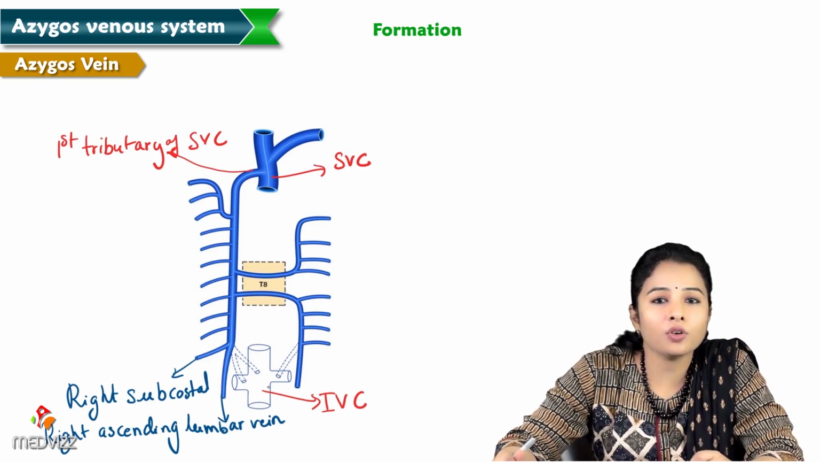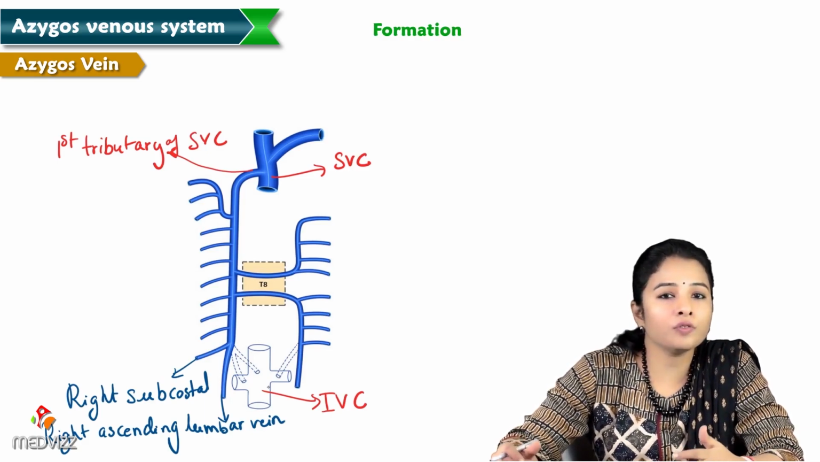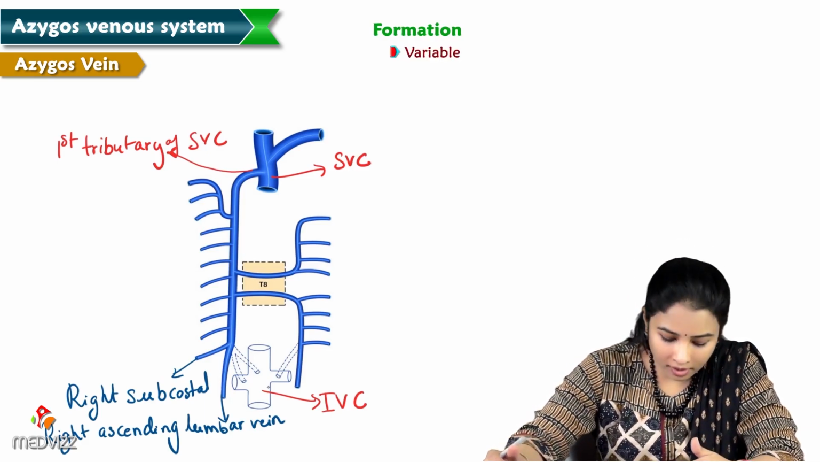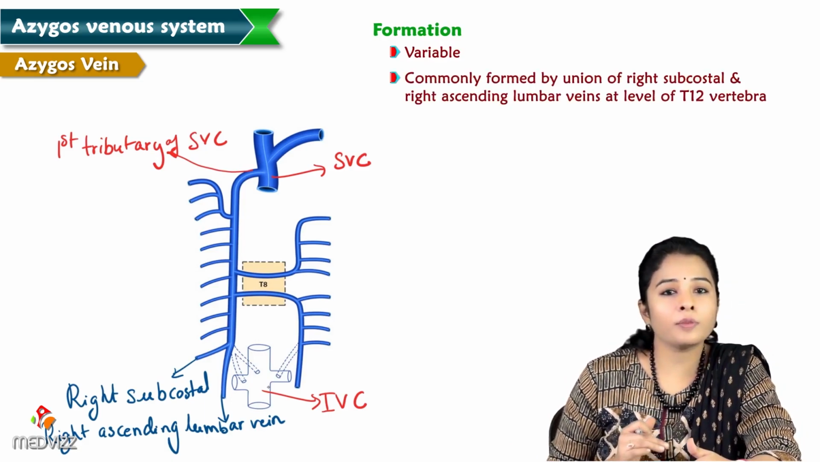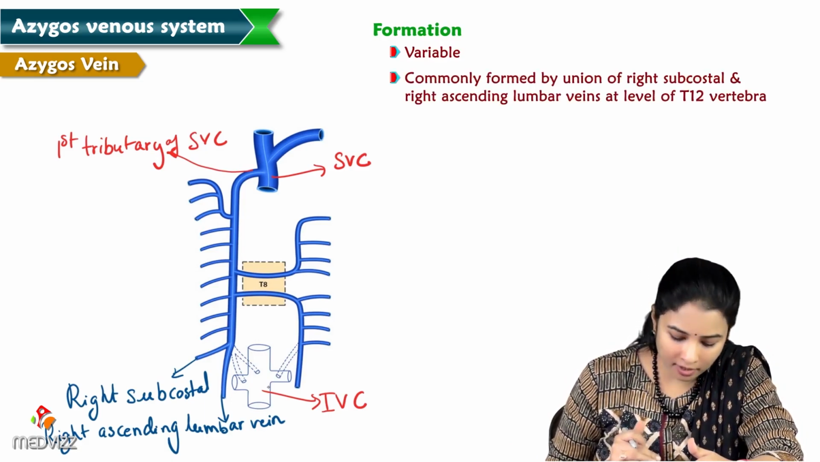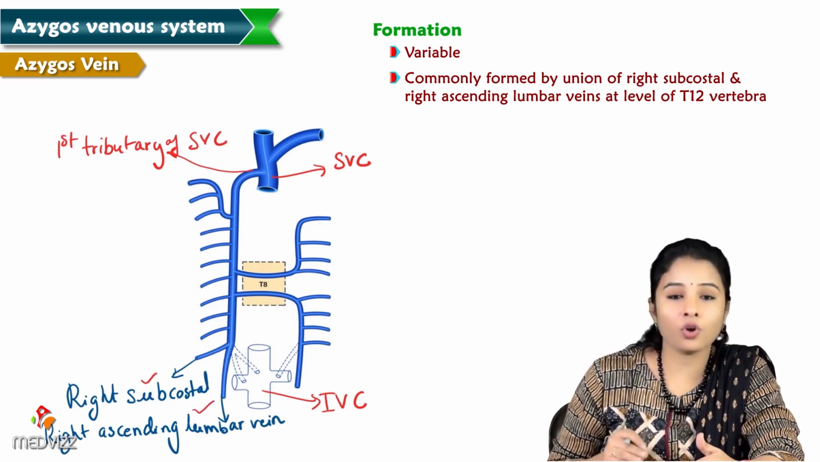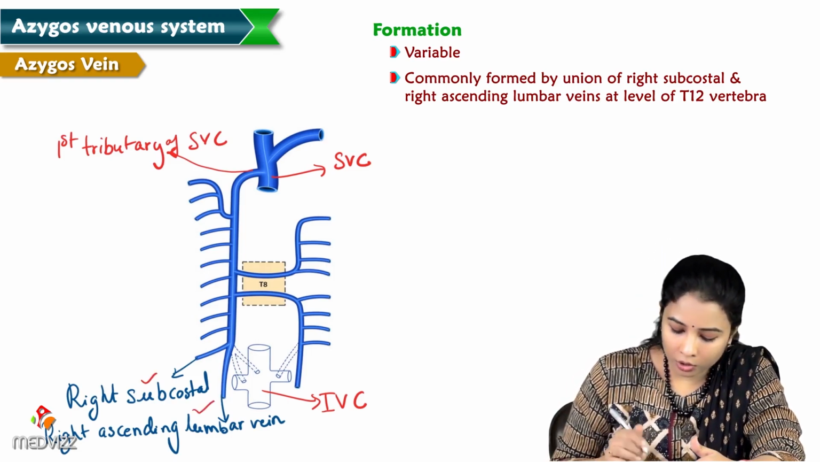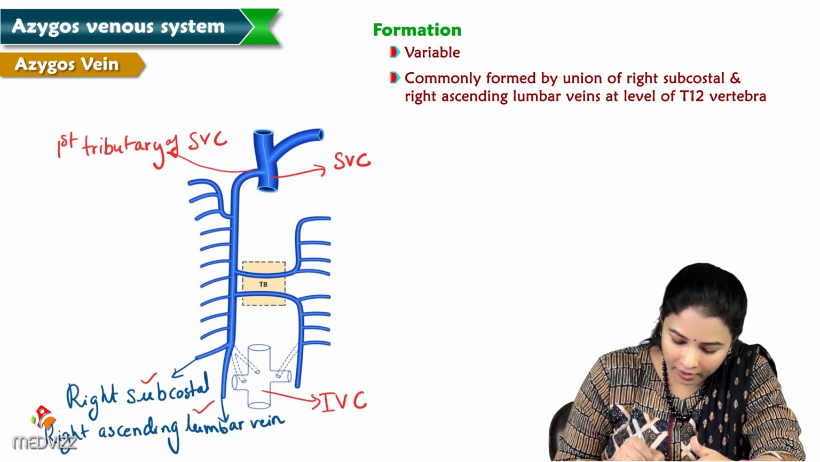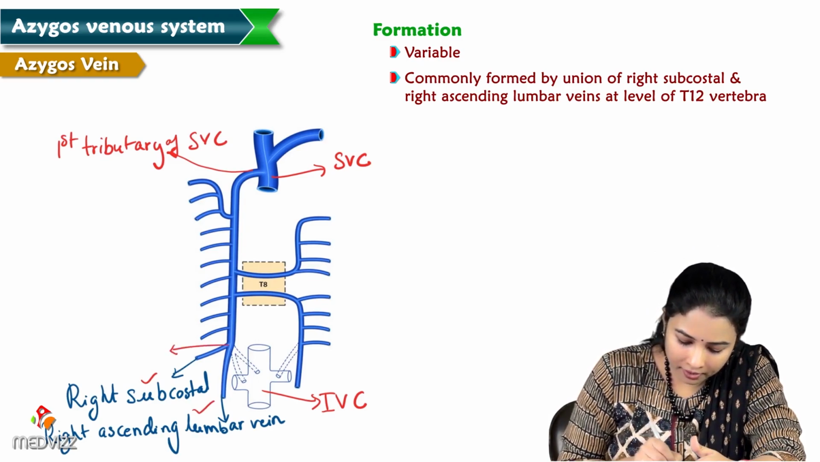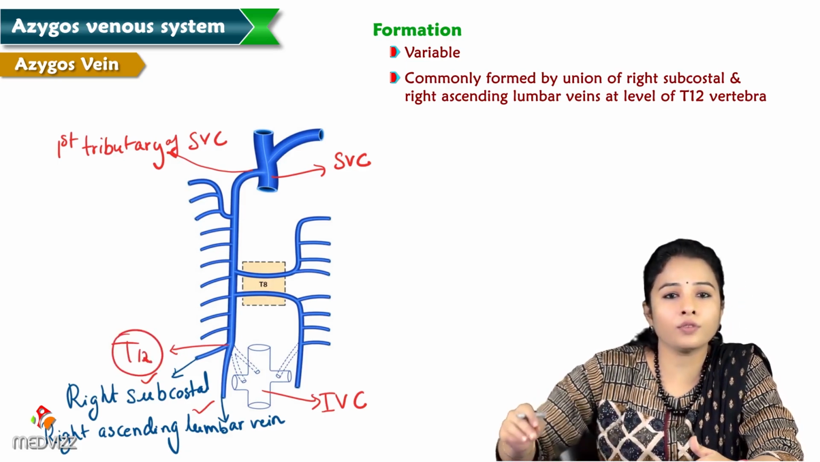Let's see the formation of azygous vein. The formation of azygous vein is variable. Already I said it is formed because of the union of right subcostal and right ascending lumbar veins. They join to form the azygous vein. Usually they both join at the level of T12.